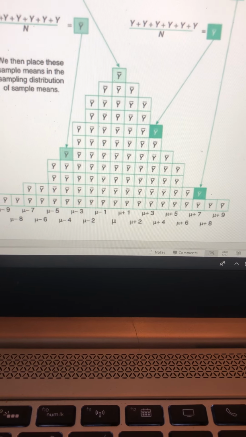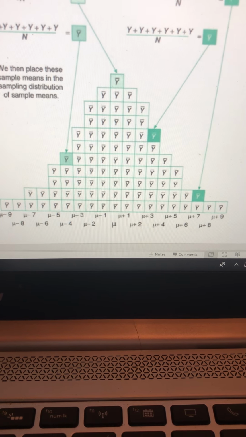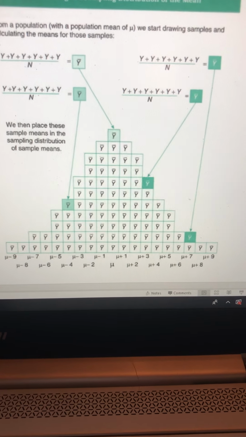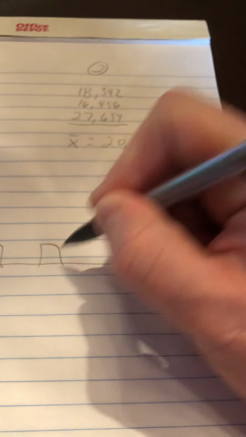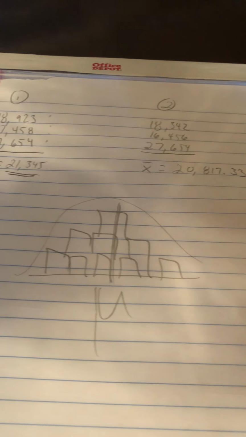So take a look here. We've got mu right at the middle, and then mu minus 3, mu plus 3, mu plus 5. Again, these are hypothetical numbers, but imagine as we kept taking samples, we'd eventually arrive at a normal distribution around the true population parameter, mu. Okay?